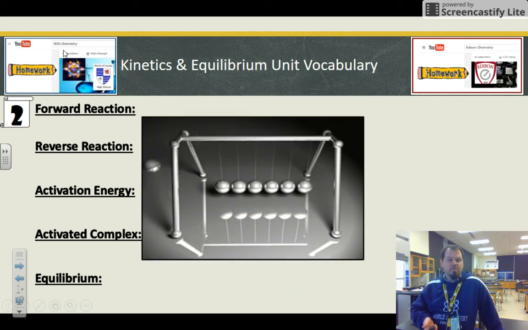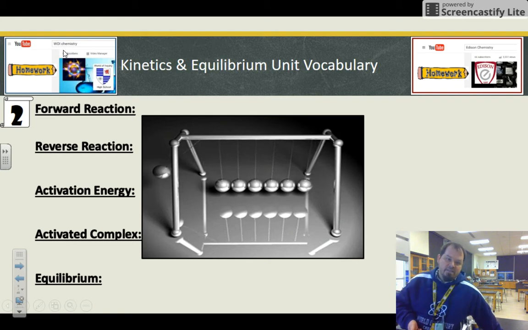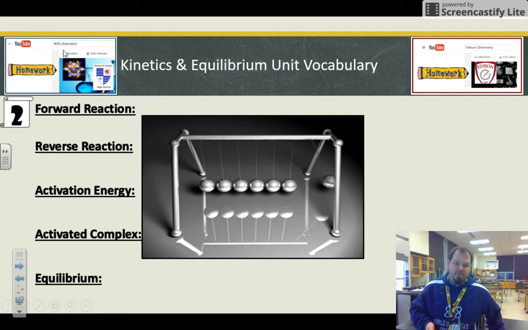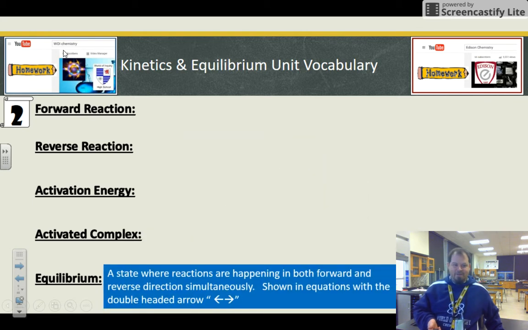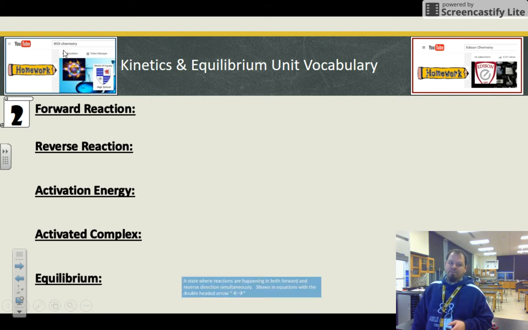Okay, equilibrium, huge key piece, right? And this is not the guy on Milks's desk, but a similar thing. Equilibrium: forward reaction, reverse reaction, forward reaction, reverse reaction. This is the state where reactions are happening in both forward and reverse direction at the same time, simultaneously, shown in equations with this double-headed arrow. And we're going to figure out that the rate of the forward reaction must be equal to the rate of the reverse reaction. I'm going to say it now. I'm going to say it later. It's rate, rate, rate, never concentration.